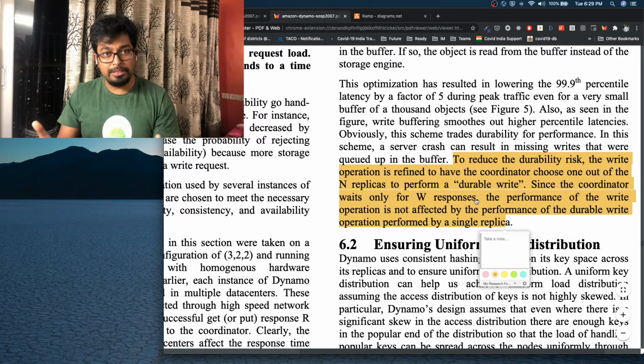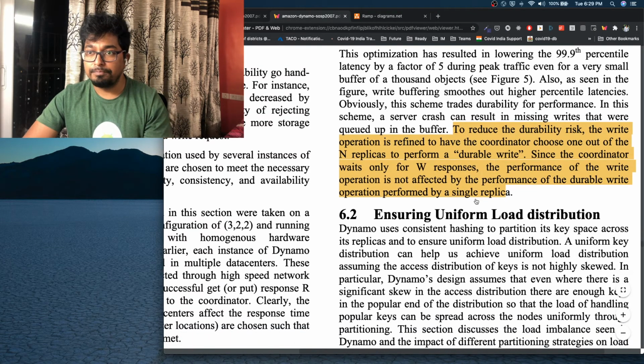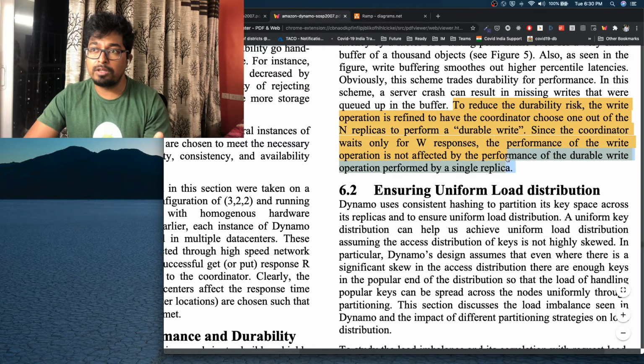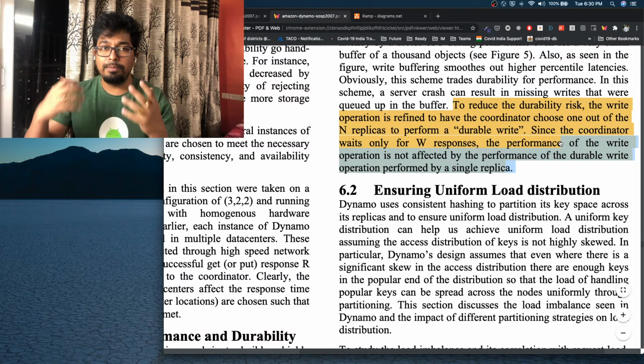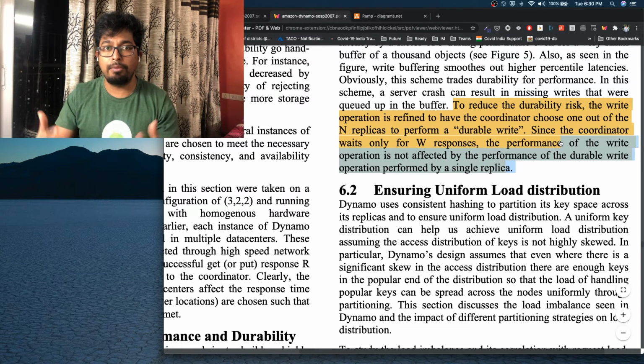And most of the machines are just committing the write when they put it in memory. So one of these machines of course will take a little more time, but that's okay because the coordinator will only wait for W responses and immediately send an ACK. So the performance of the write operation is not affected by the performance of the durable write. This is based on their thinking that you have so many machines in the cluster that not all of these machines will go down at the exact same point in time.